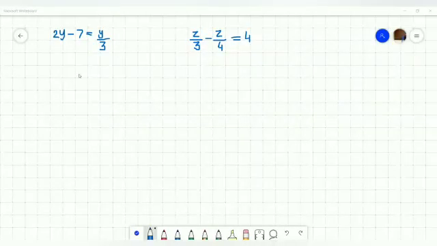So students, let's see how to solve some complex types of linear equations with one variable. Here you can see in this equation we have variable y on both sides, as well as we have 3 over here in the denominator on the right hand side. And in this equation we have variable z only on one side, but here both are having different denominators, 3 and 4. So let's see how to solve such types of equations.